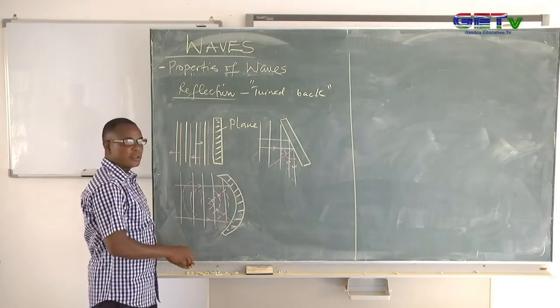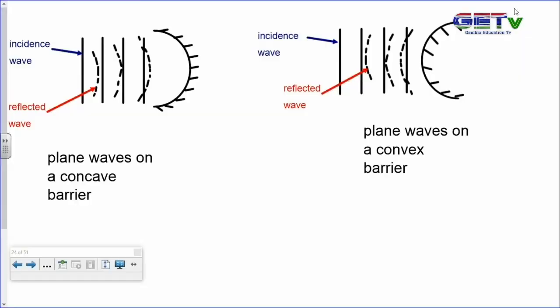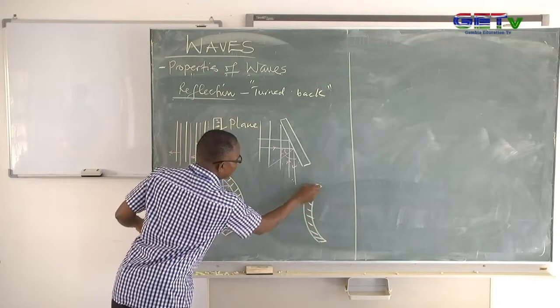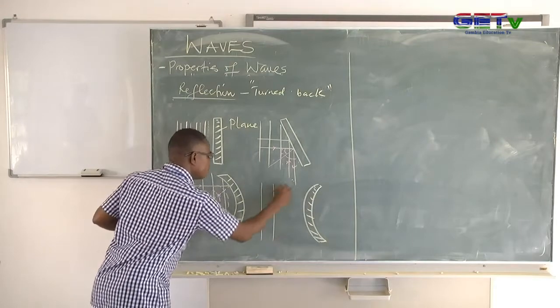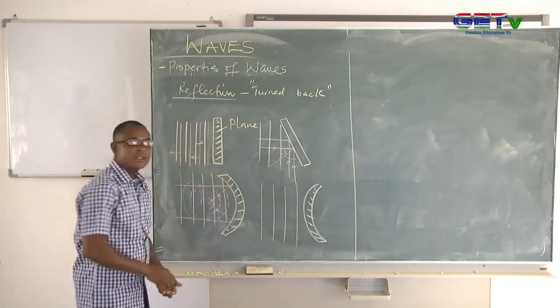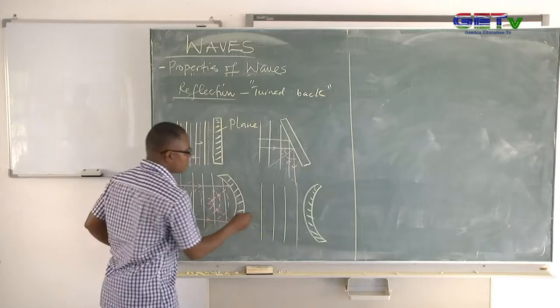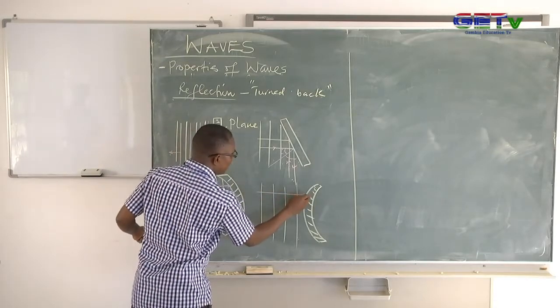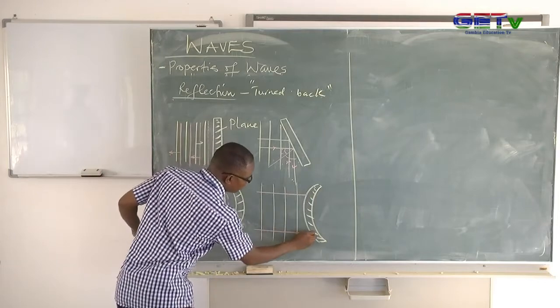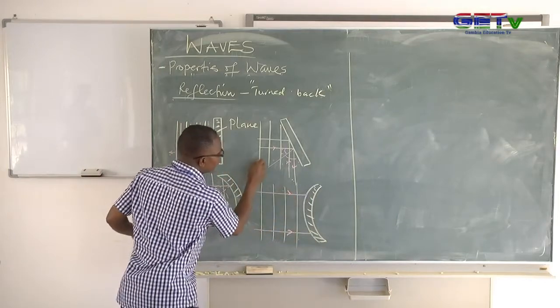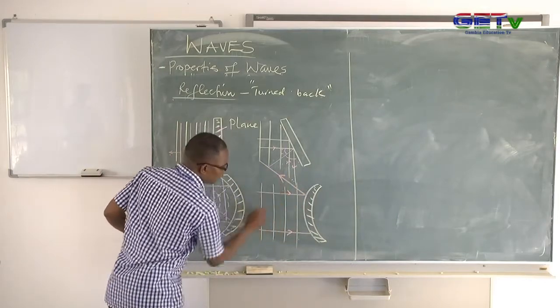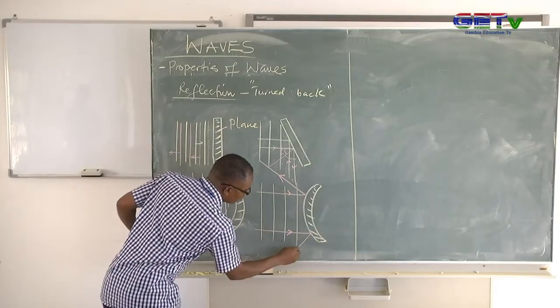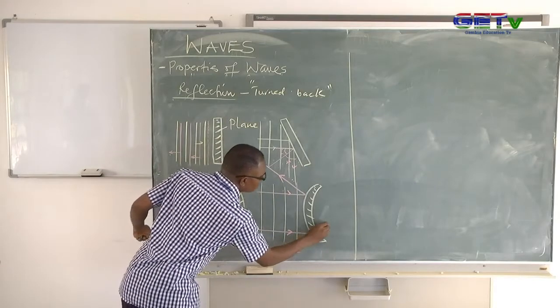Now we see the other one. It can also be incident on a convex barrier. What if the barrier is convex? If the barrier is convex, now a plane wave still. Now when it is incident, it takes the shape of that barrier. So let's see the same idea. From optics, you see that when the ray of light was incident on a convex barrier, this was what happened. So the ray appears to come from a point.